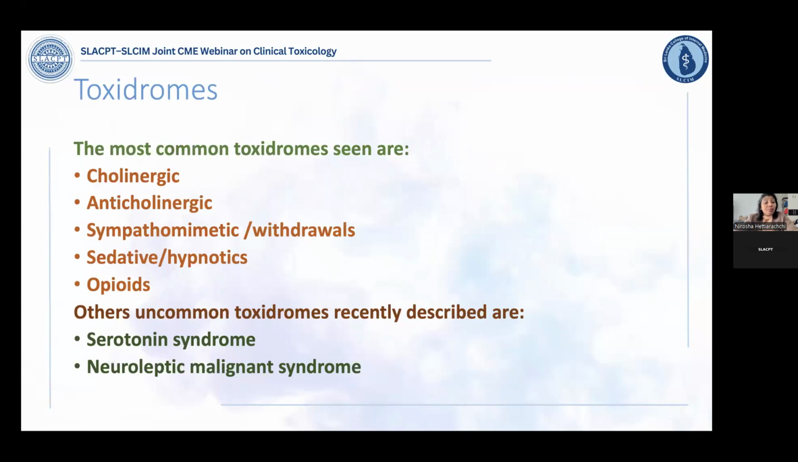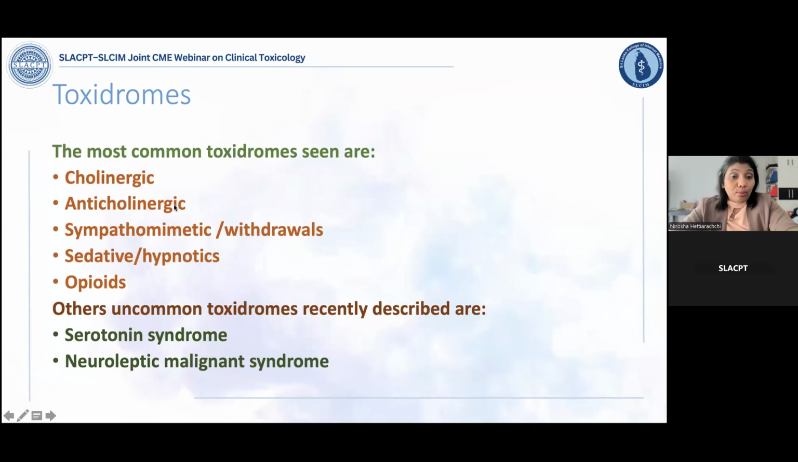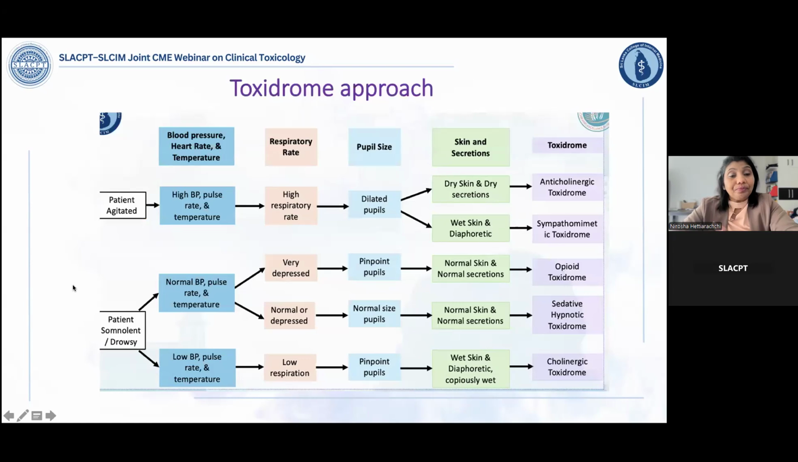There are five major toxidromes that we usually encounter in toxicology. The cholinergic, anticholinergic, sympathomimetic, sedative hypnotic, and opioid toxidromes are the most common ones. And there are other uncommon toxidromes such as serotonin syndrome or neuroleptic malignant syndrome. So I'm going to tell you a simple pathway for how to differentiate between these five toxidromes.